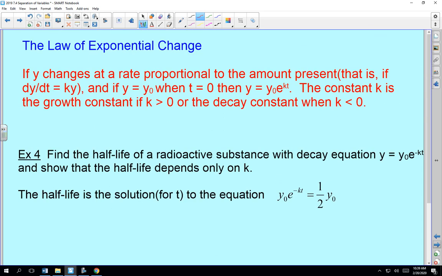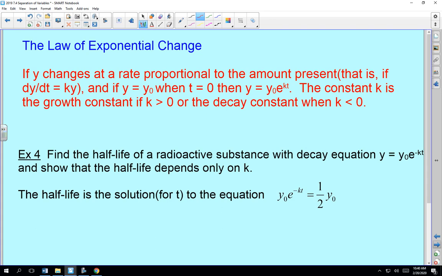But before we go there, you need to write this down. Yeah, you probably should write this down. The law of exponential change. Here's the deal, and we're going to revisit this next week again. If y changes at a rate proportional to the amount present, that is, this is a blast from the past, we're saying dy/dt equals ky. We call that direct variation.